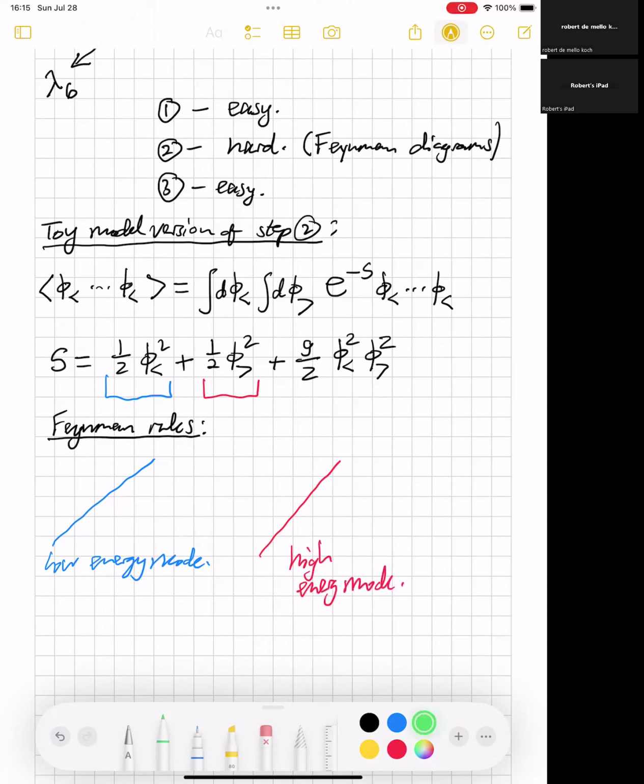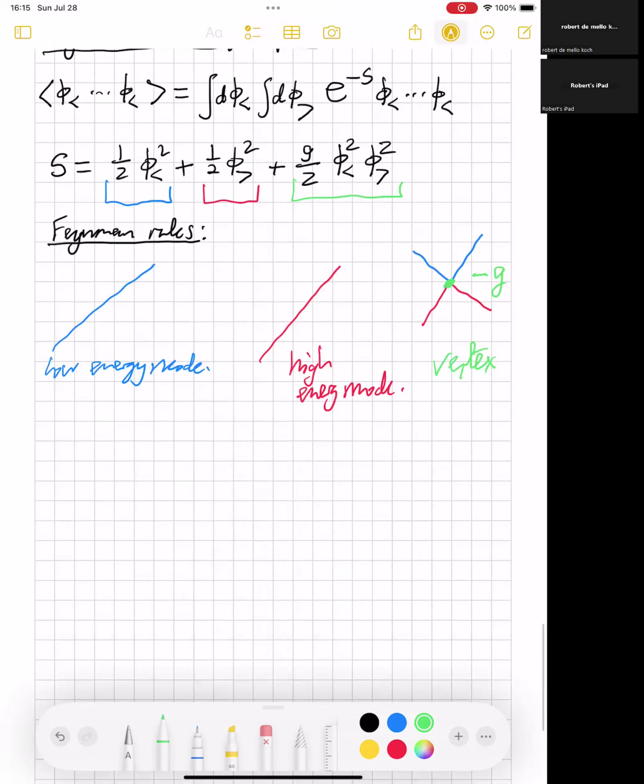And then finally, we would have a rule for this interaction, and this would be the vertex. And what does the rule for the vertex look like? Well, we would have two low energy legs and two high energy legs. So still a quartic field. And the rule for this, we would have a minus g and then some combinatoric factors that I'm not going to worry about. But the vertex would come with a minus g, and this is the level of precision that I want. I don't really want any more precision than that.